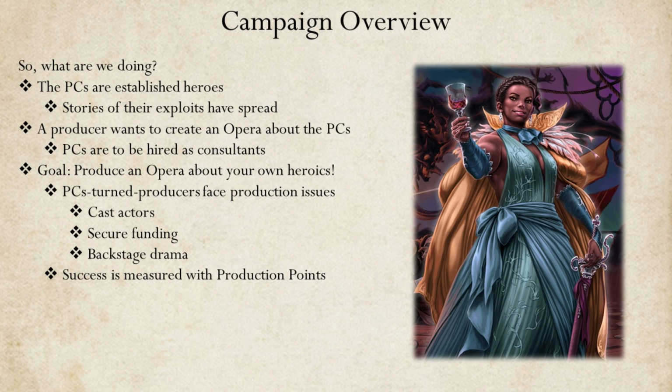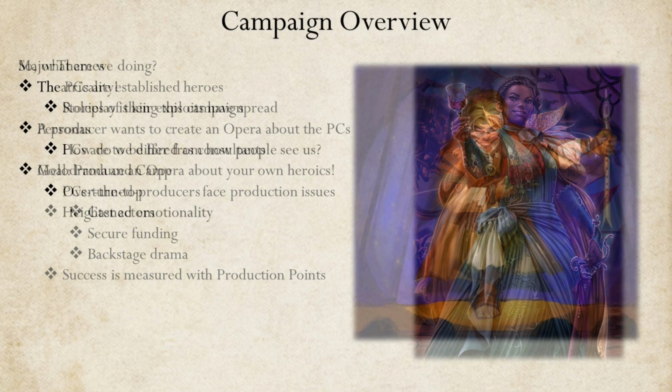As the PCs deal with these challenges, they build up a pool of production points, a resource which will be used to track the eventual success or failure of their opera. Production points aren't used until Book 3 of the AP, but they are a critical resource, so players should feel a sense of accomplishment whenever they acquire them.